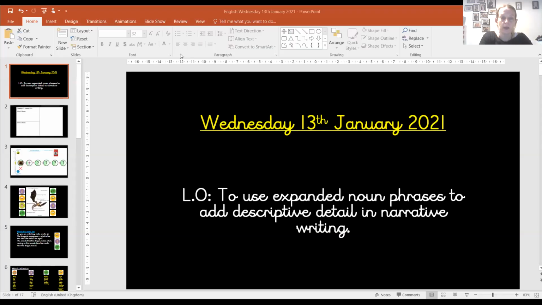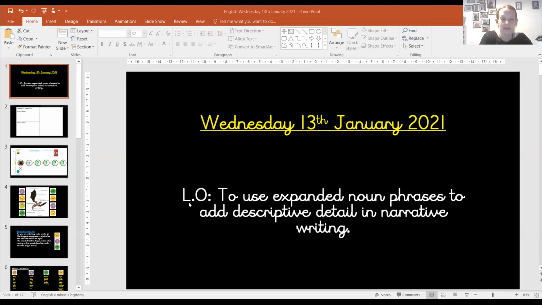I'm going to share my screen with you straight away so that you can write the date and we can have a look at the LO for this morning. Okay, so you should be able to see my screen now. And if you could write the date on your paper or in your book, whatever you're using, and you might need to pause me while you do that.